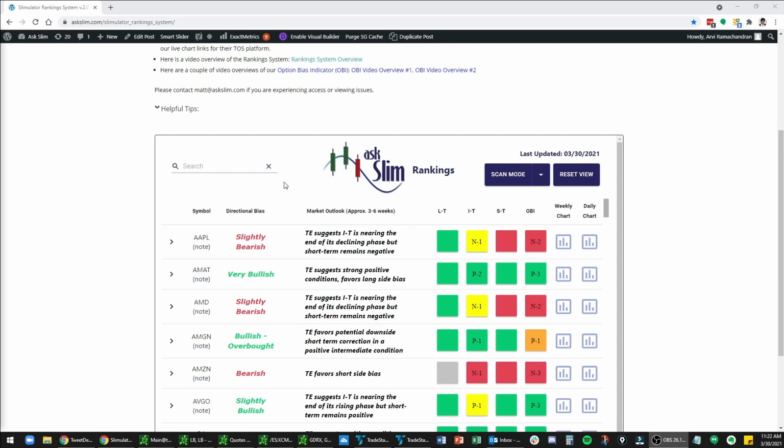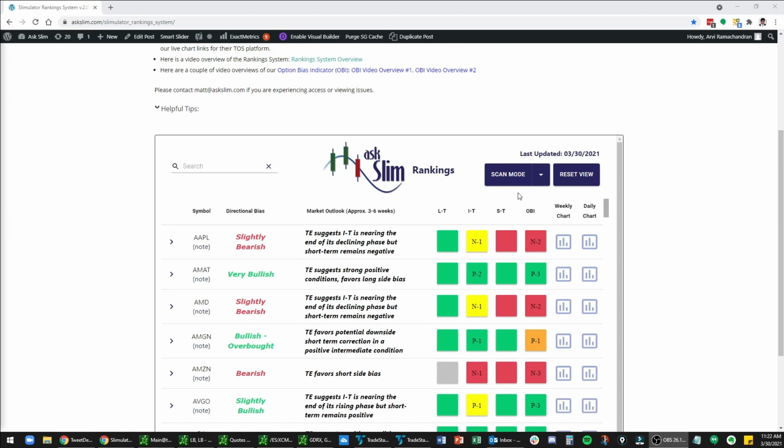So let's just walk through these columns. We have symbol, we have our overall directional bias, we have the market outlook, which I just mentioned, and then we have these 4 columns, which are our technical evidence. What this means is we have LT, which is long term, based on the long term momentum. We have the intermediate term, which is based on our cycle work. We have the short term, which is based on the short term momentum.